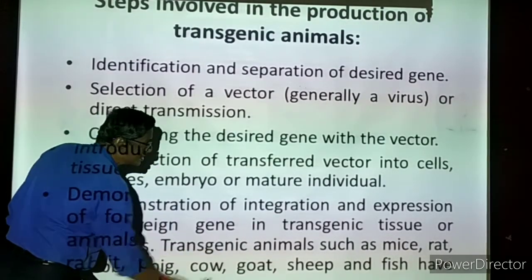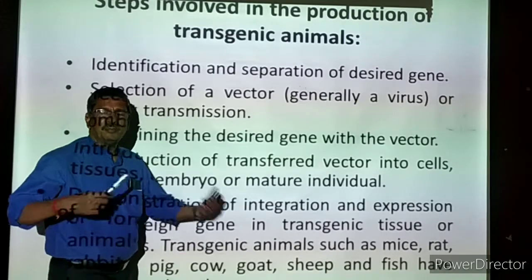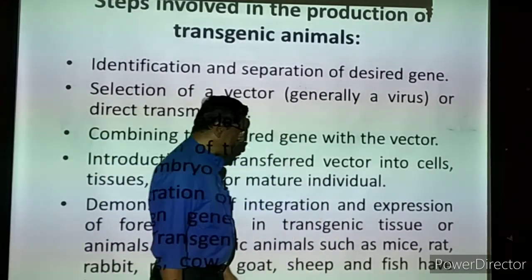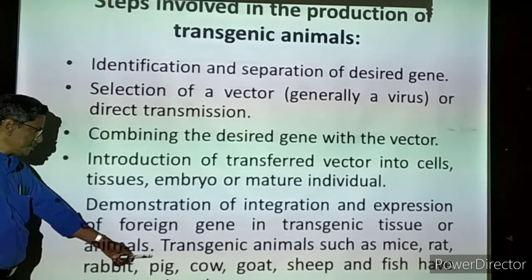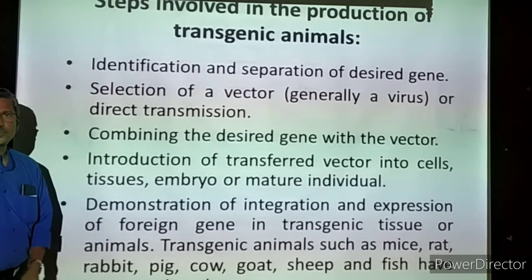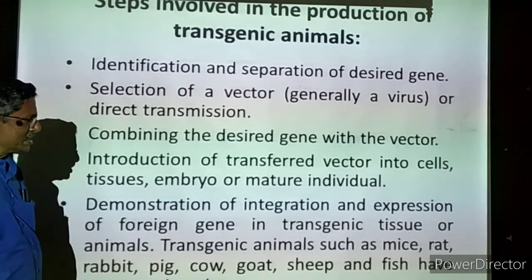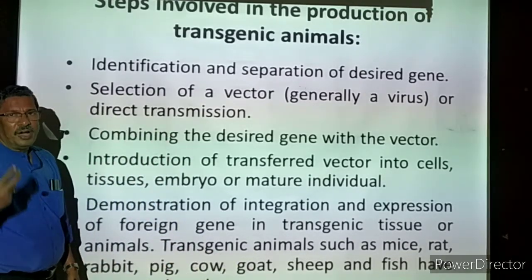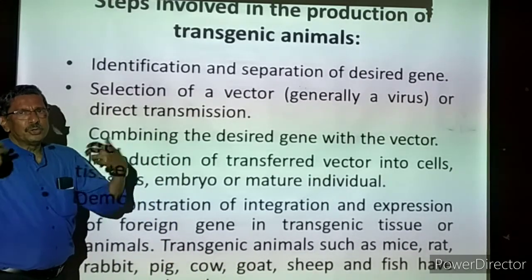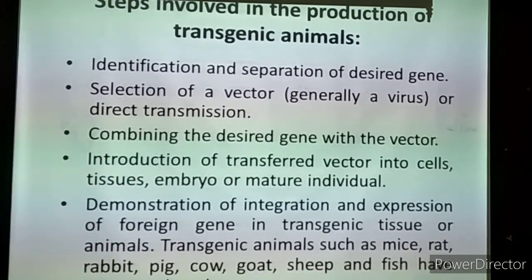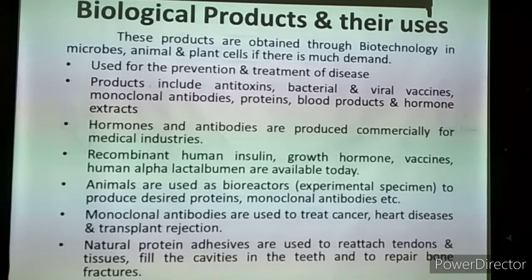Now, which are all the transgenic animals? Already they did a lot of transgenesis in many types of animals. One is mice, next is rat, rabbit, pig, cow, goat, sheep, and also fish have been produced. So transgenic animals, good quality animals, are produced. The animals which are bearing the foreign genes in their body and producing good quality characters, we can call transgenic animals. Now we are coming to biological products and their uses.